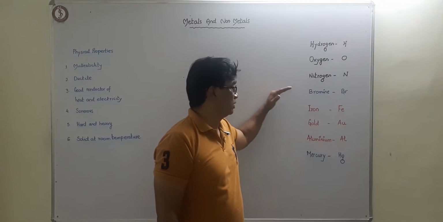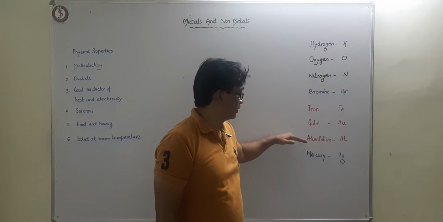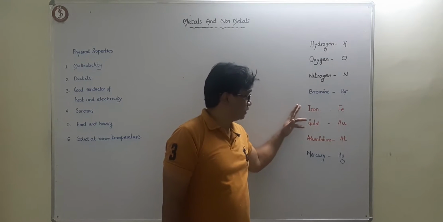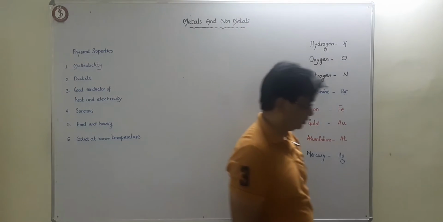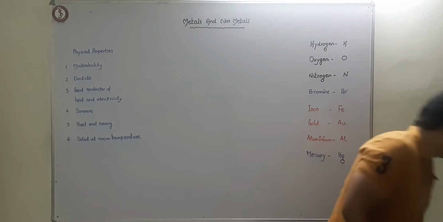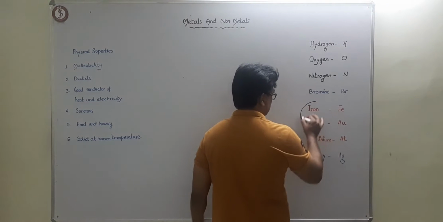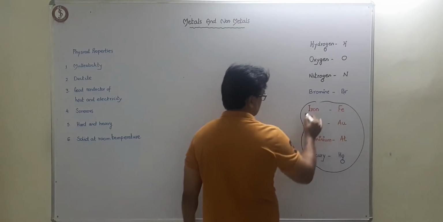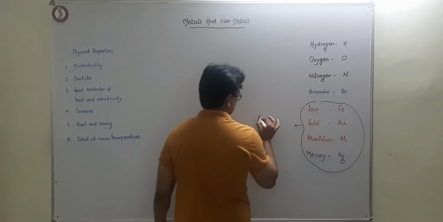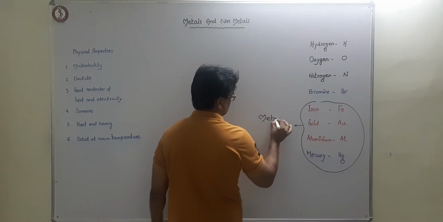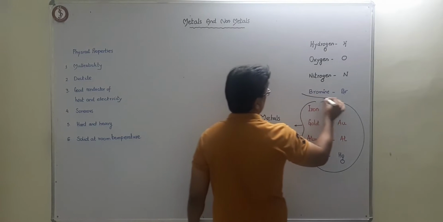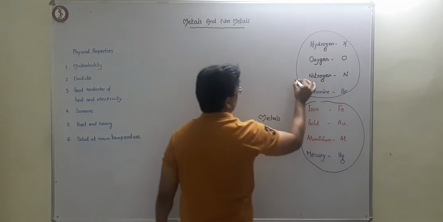Now here iron, gold, aluminium, mercury. Again these are metals. Now I am going to put some circle around this. These are metals. And these are non-metals.